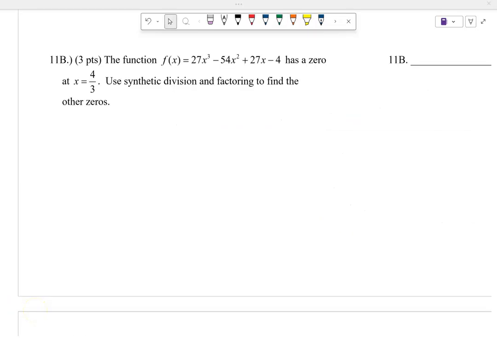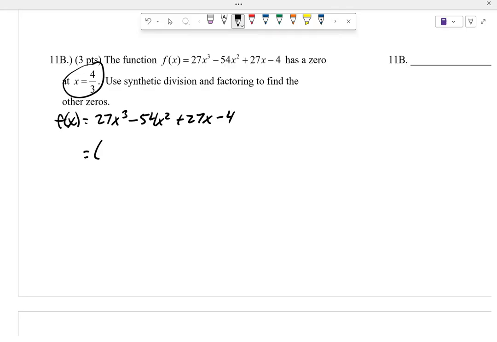All right, this one here we've got a function. It's a third power polynomial here, and it looks like it has a 0 at 4/3, right? So let's go ahead and write it. I got 27x to the third squared. And if 4/3 is a 0, then we know x minus 4/3 is a factor. And so we're going to go ahead and go to the side. I say 4/3 is a 0, and I'm going to divide that.